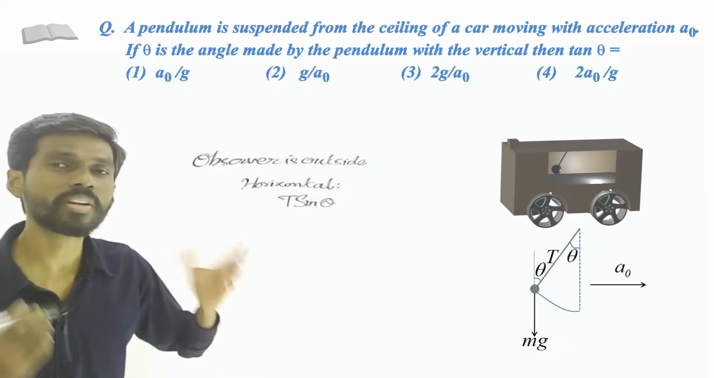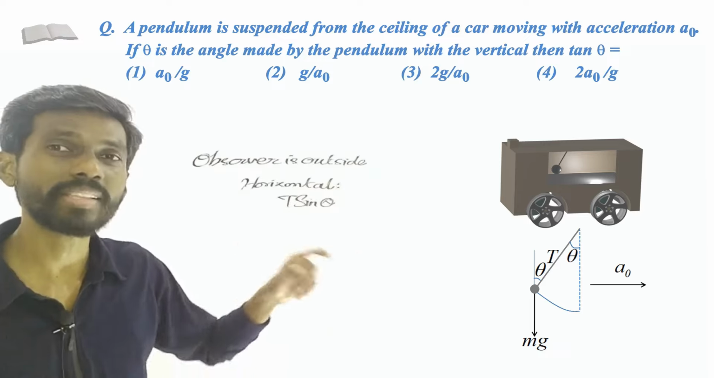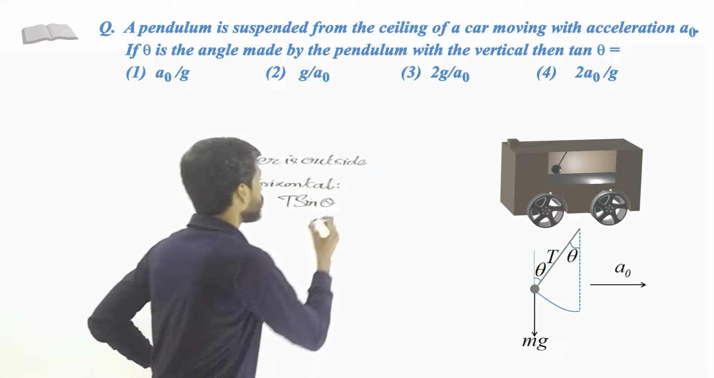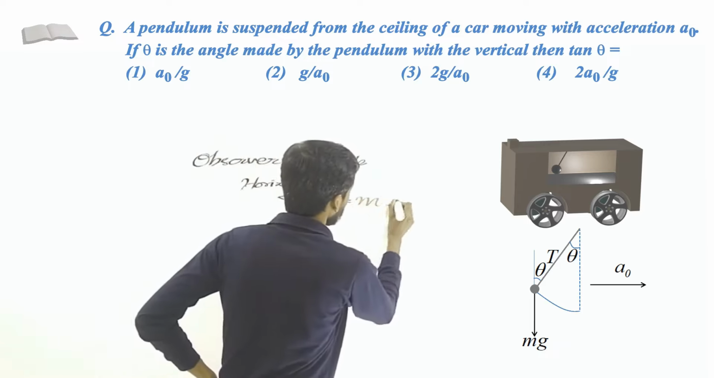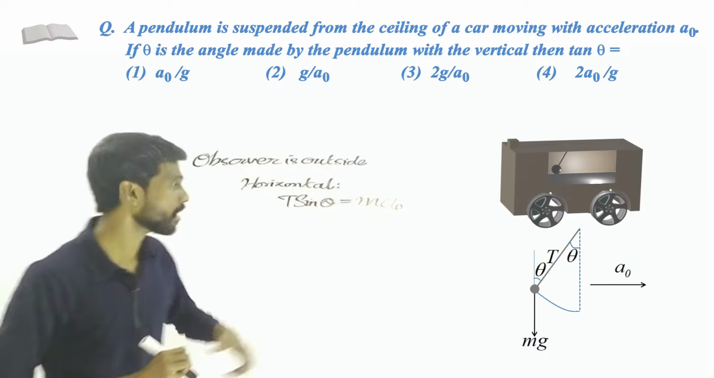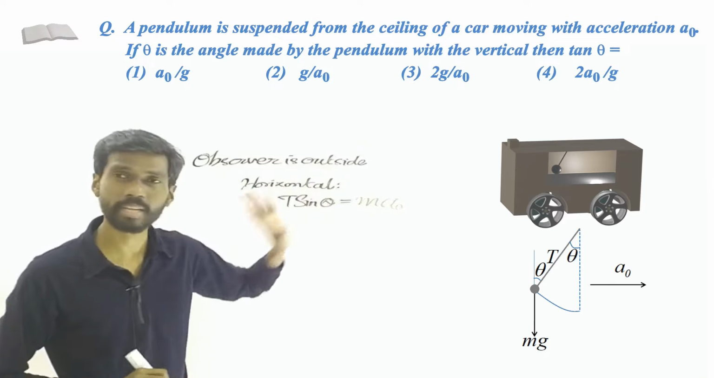So what is the horizontal acceleration? That is the same as the acceleration of the car, so T sin theta equals m multiplied by a0, because total force equals mass times acceleration.